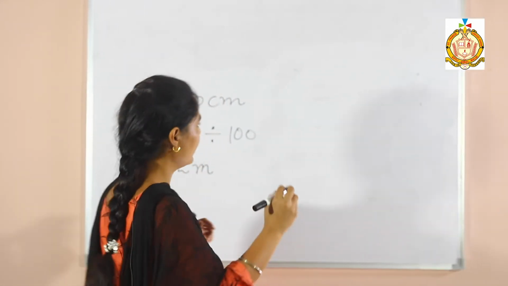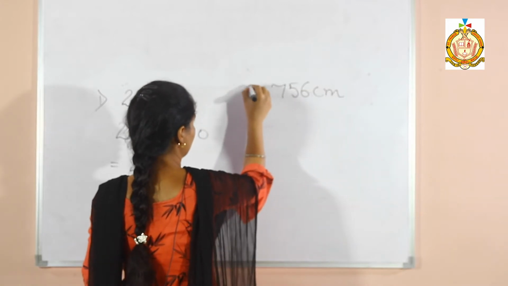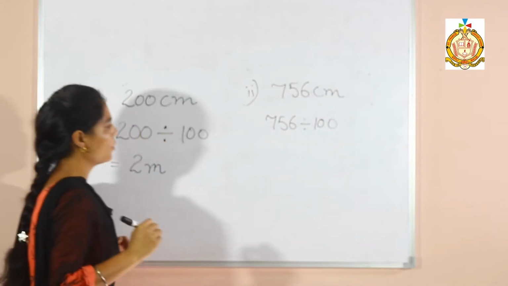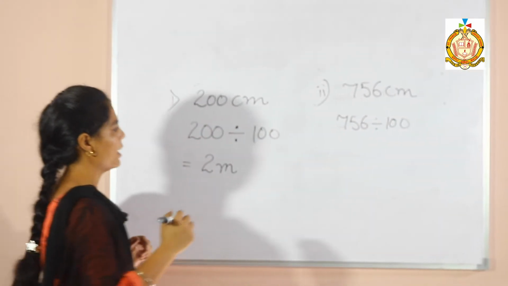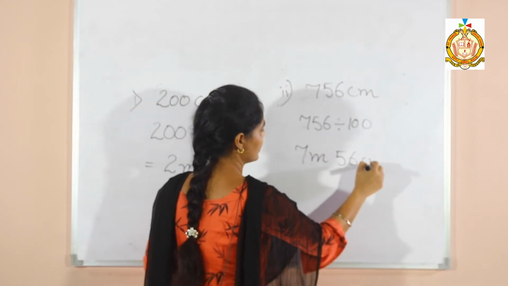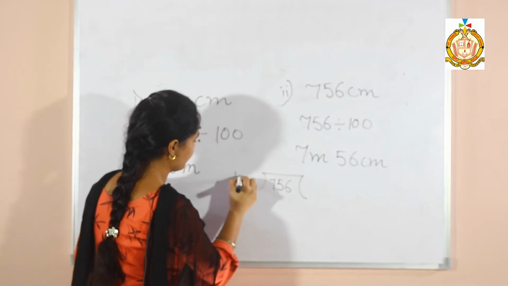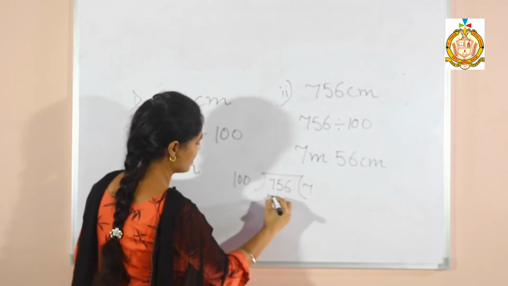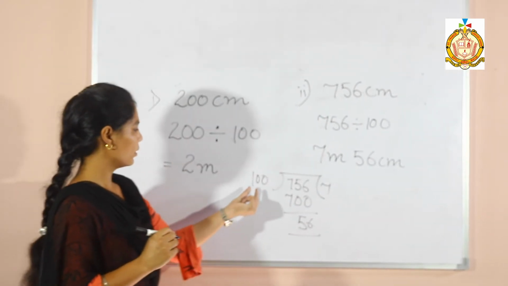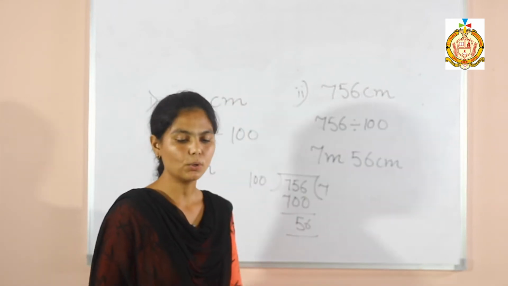Let's take another example. 756 centimeter. Now divide 756 by 100. It becomes 7 meter and 56 centimeter. How? You can divide 756 by 100. 100 into 7 is 700. Now 56 is the remainder. So 7 meter and 56 centimeter. In this way you can change this into meters.